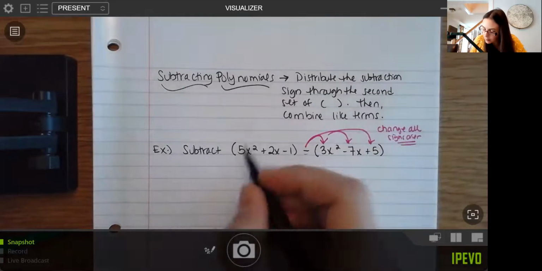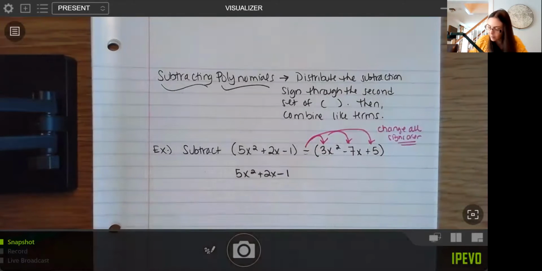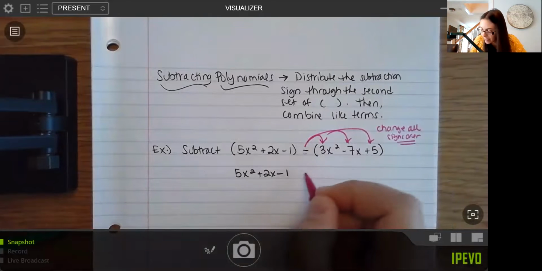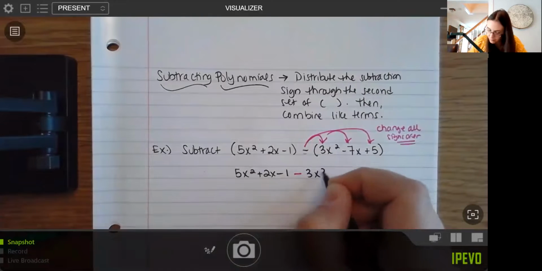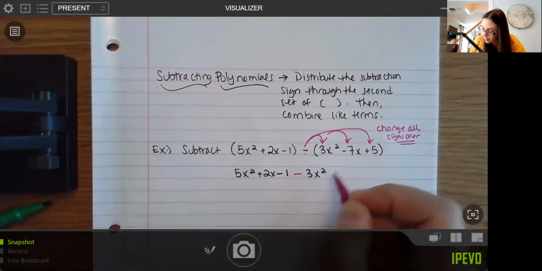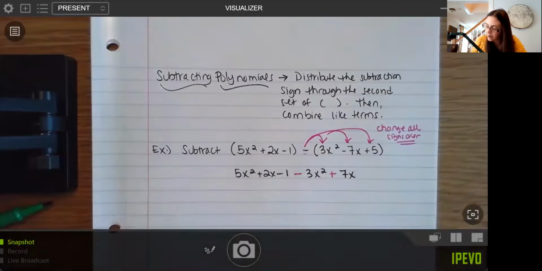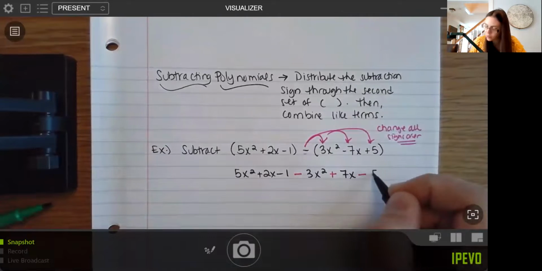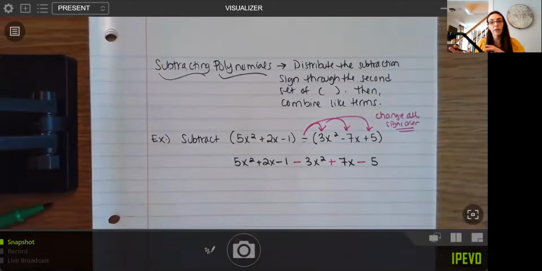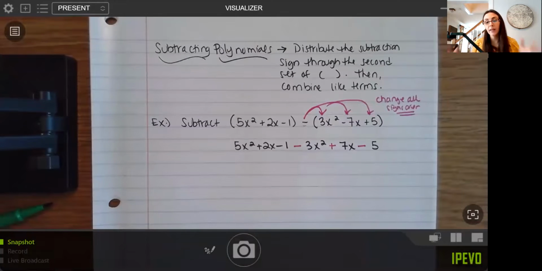So my first part stays the same, and then what's going to happen is this positive 3x squared is going to become a negative 3x squared. The minus is going to become a positive or a plus 7x, and then that plus sign is going to become a minus sign on the 5. So we're going to distribute that negative through, and it's going to change every sign on that second polynomial. And then once that's done, now I can just go ahead and combine my like terms.